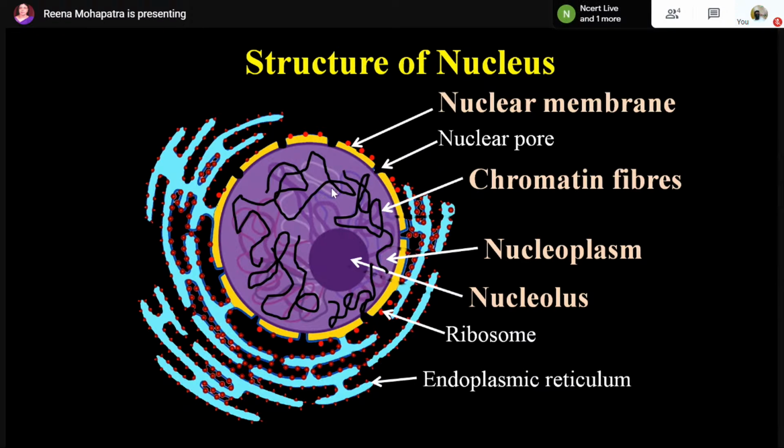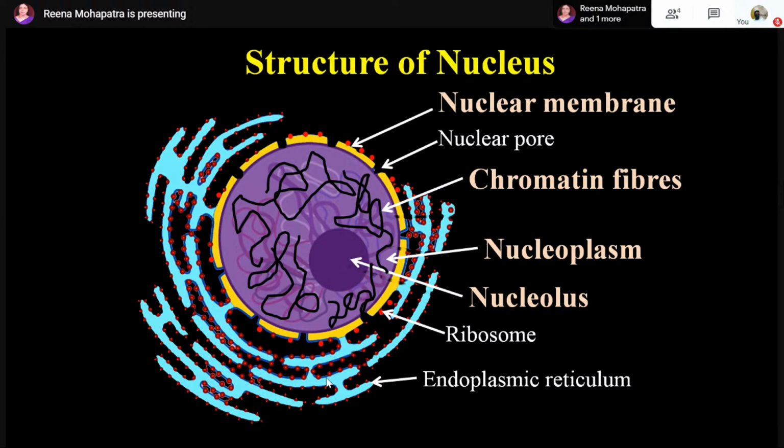Now the question is why. The plasma membrane, we know, allows entry of substances. So again, why are these nuclear pores present? The reason is that the nuclear membrane doesn't allow entry of larger molecules. That's why these pores are present, and these pores allow entry and exit of certain quite large molecules from the nucleus towards the cytoplasm and from the cytoplasm inside the nucleus.